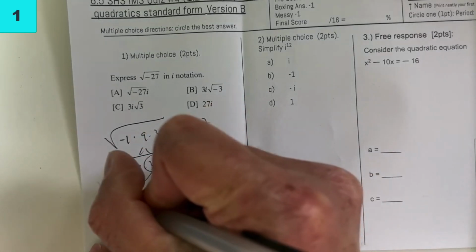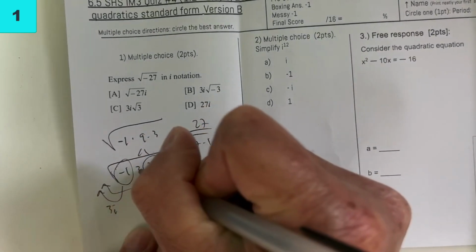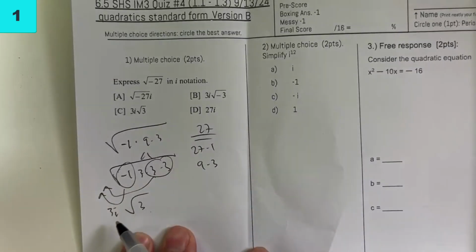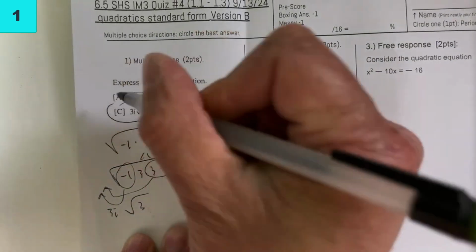Square root of negative 1 turns into i, and then that 3 stays in there. 3i radical 3 is your answer. Notice there is no plus or minus because it's not an equation.